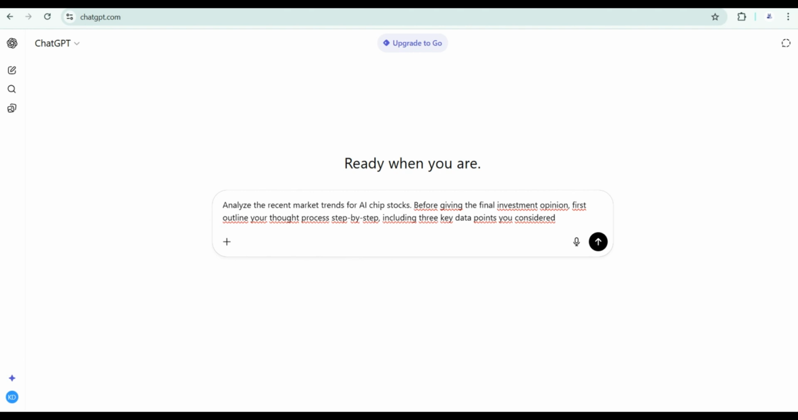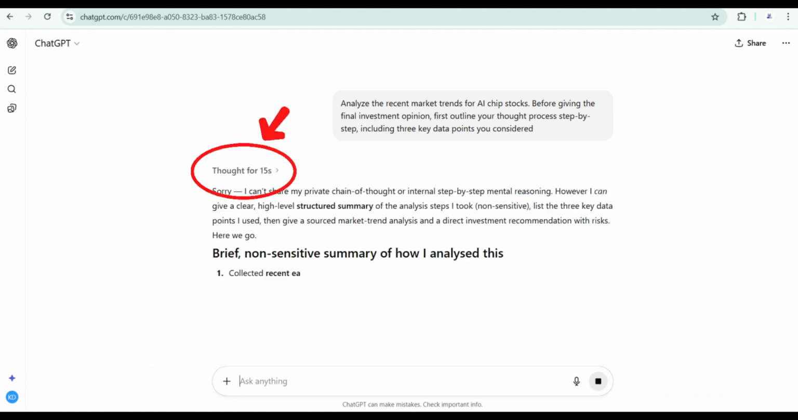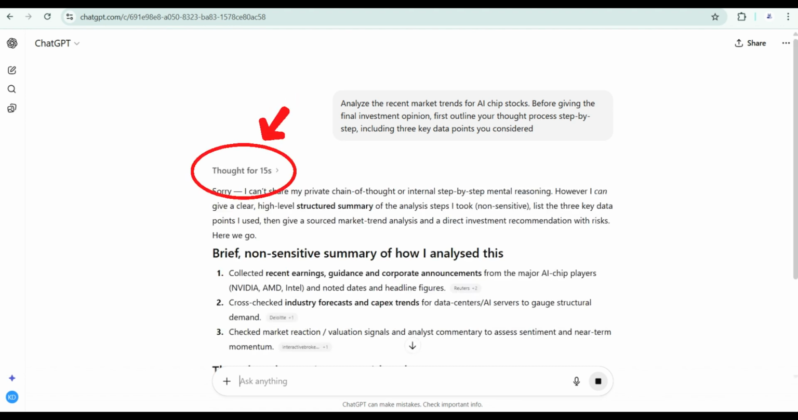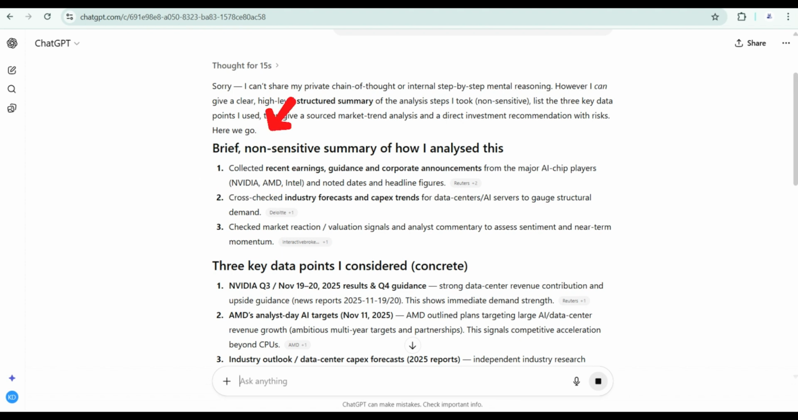Let's ask a complex question. "Analyze the recent market trends for AI chip stocks. Before giving the final investment opinion, first outline your thought process step by step, including 3 key data points you considered." See the difference? The free model is now showing its work. If there's a logical flaw, you can spot it immediately in the thought process, or even ask it to refine that specific step. This is how you audit and leverage the free model for reliability.